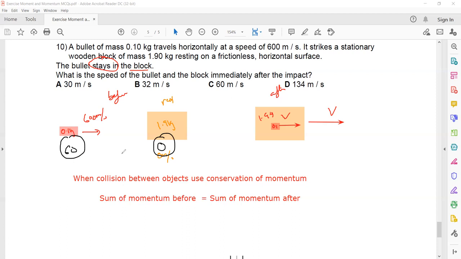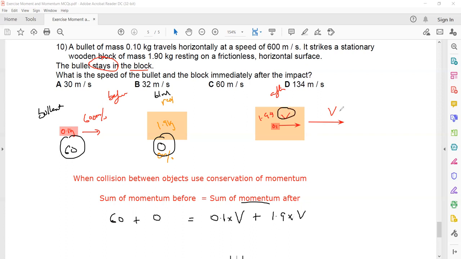So sum of momentum before collision for a bullet and the wooden block: the momentum of a bullet is 60 and the momentum of block is 0. This is equal to the sum of momentum after the collision. So after the collision, the bullet is having a mass of 0.1 and it is moving with an unknown velocity, say v, plus the momentum of a block, it is having a mass of 1.9 and it is moving with a velocity v.